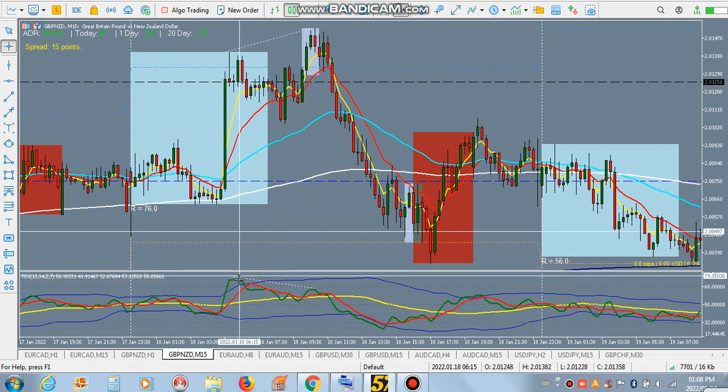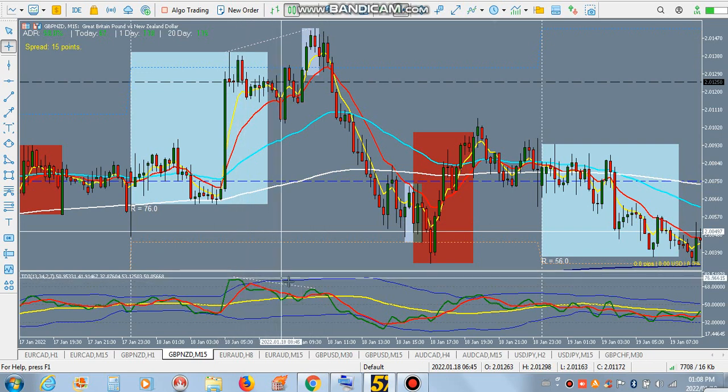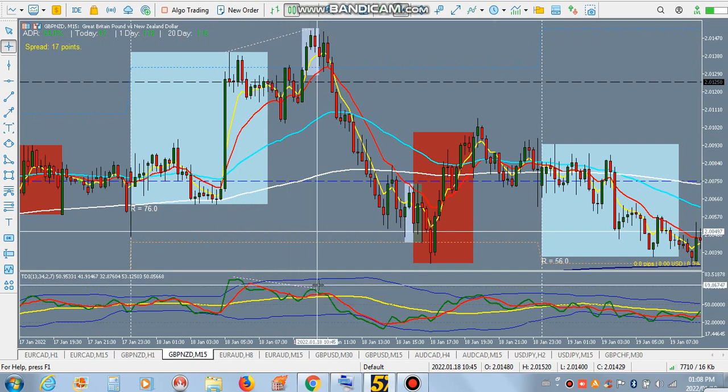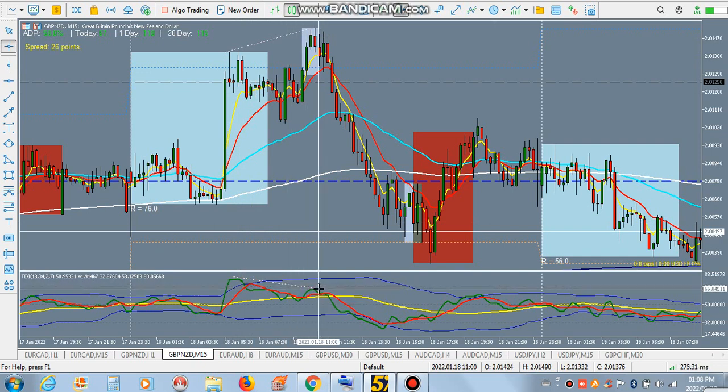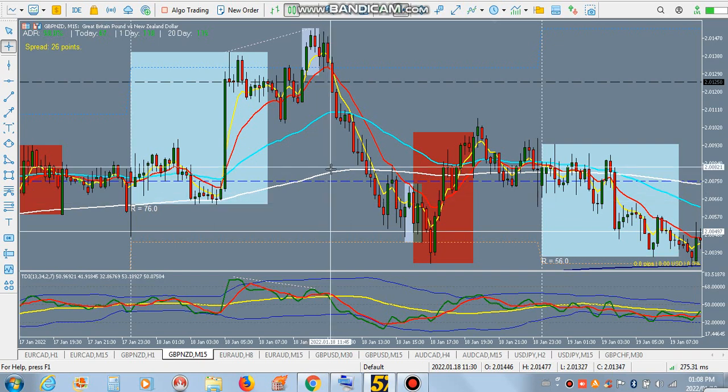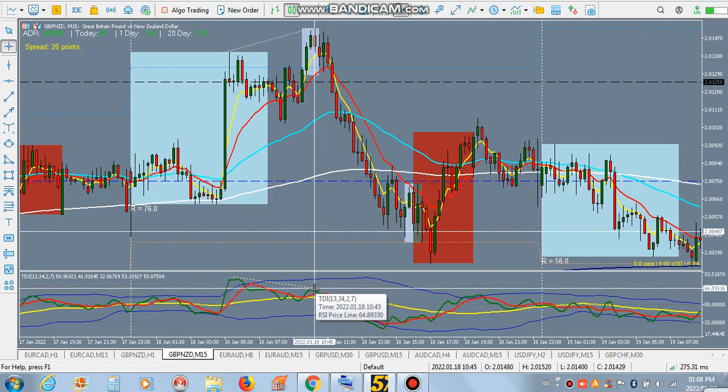We have a high here on the TDI. And what do we have thereafter? We have a lower high. So on the price, we have a high and a higher high. Then on the indicator, we have a high and a lower high. And what does this mean? We got divergence, which makes our pattern even nicer.